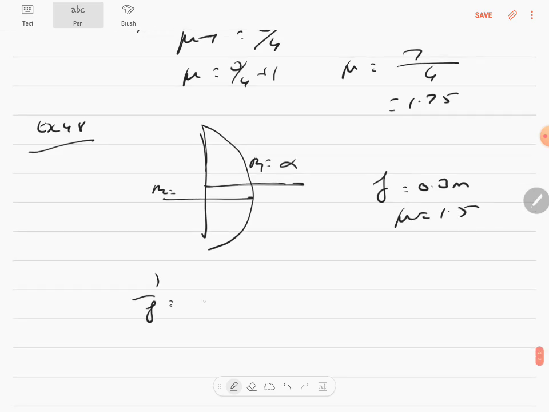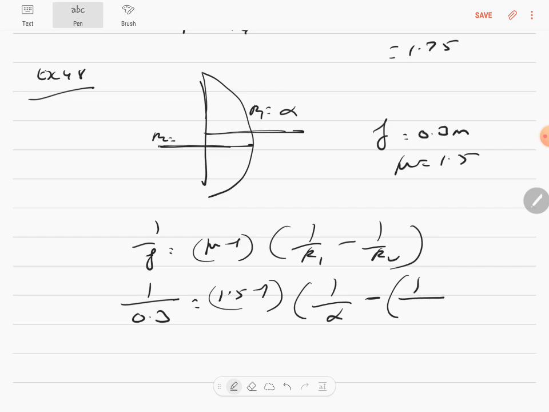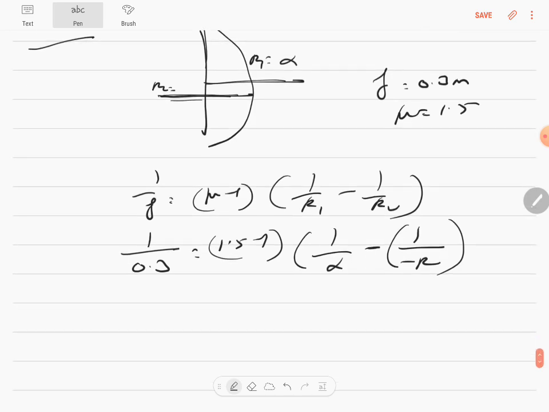1 by f is equal to mu minus 1 into 1 by R1 minus 1 by R2. R2 is on this side. Let's first write 1 by 0.3 is equal to 1.5 minus 1 into 1 by infinity minus of, I'm going to find R. Should I write a minus R, because it is already negative? Instead of R2, I'm substituting minus R. I'm assuming that I'm correct. Let's see. So 1 by 0.3 is equal to 0.5 into 1 by infinity, which is 0, plus 1 by R.